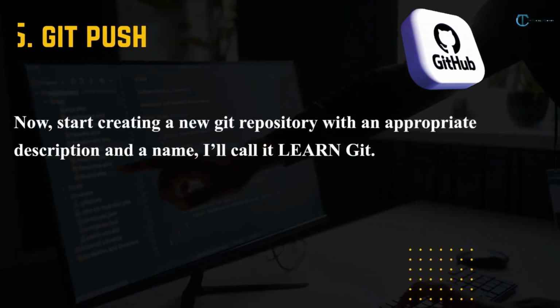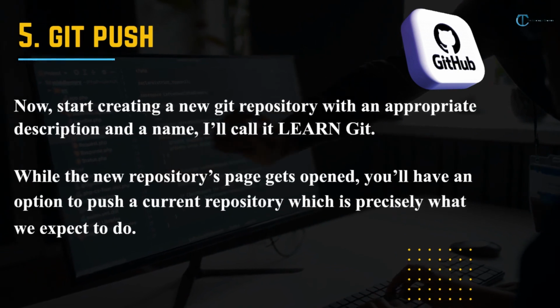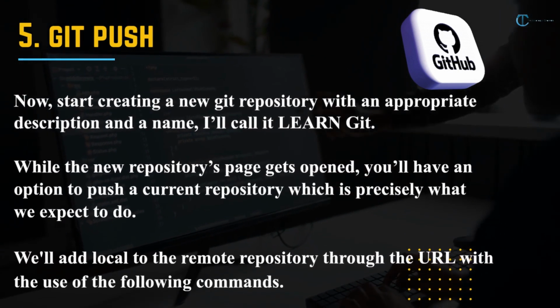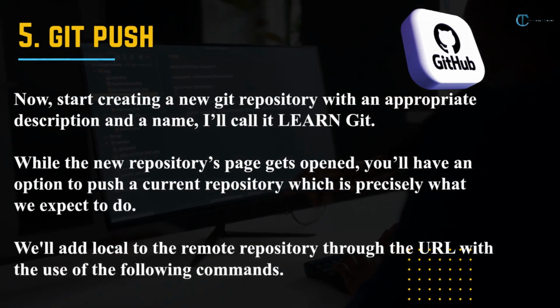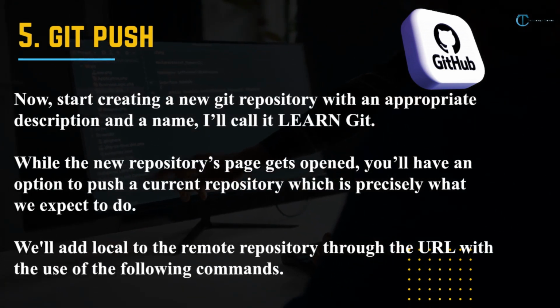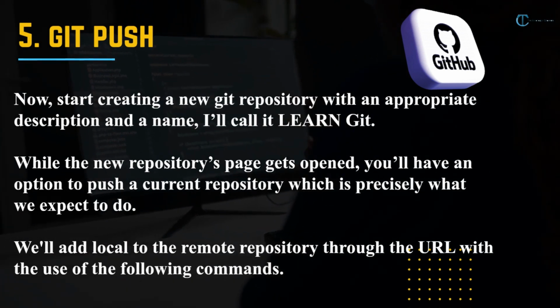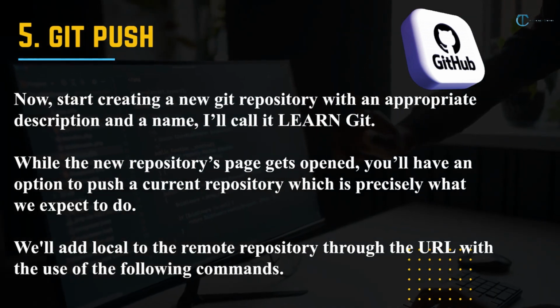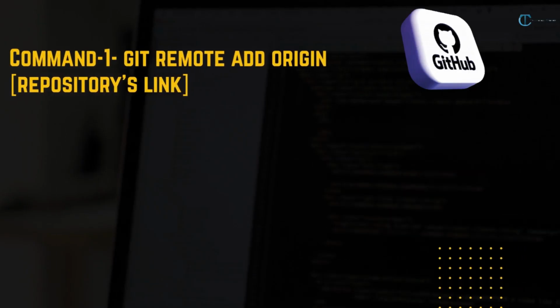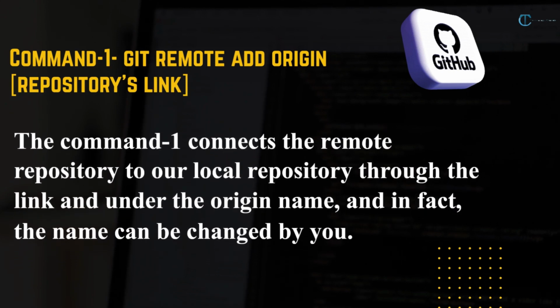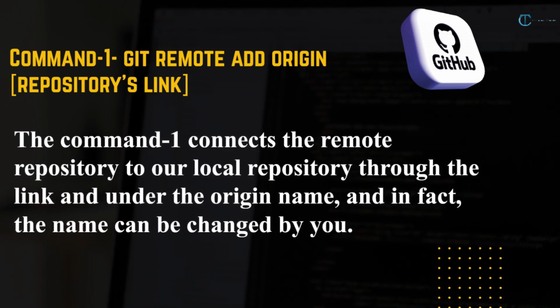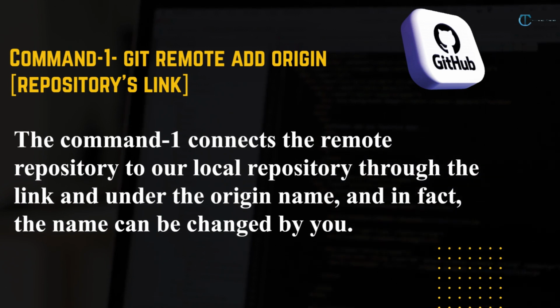Now, start creating a new Git repository with an appropriate description and a name. I'll call it Learn Git. While the new repository page opens, you'll have an option to push an existing repository, which is precisely what we expect to do. We'll add the local to the remote repository through the URL with the following commands. Command 1: git remote add origin repository link. This command connects the remote repository to our local repository through the link under the name origin, and in fact, the name can be changed by you.